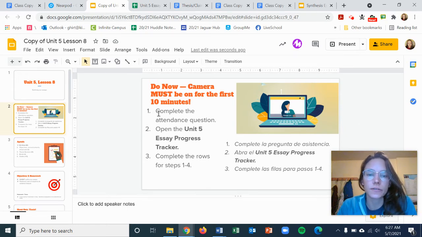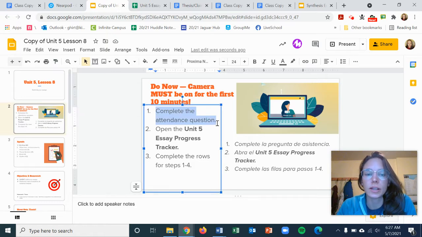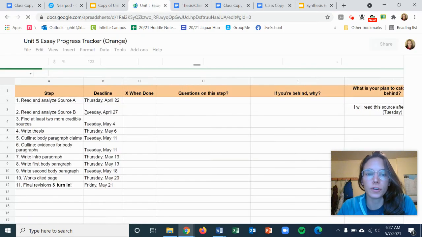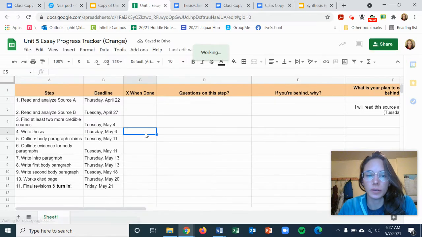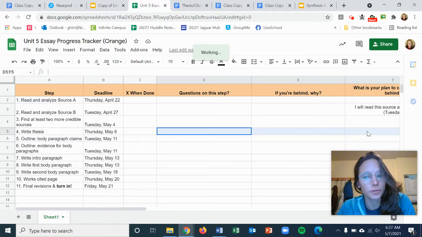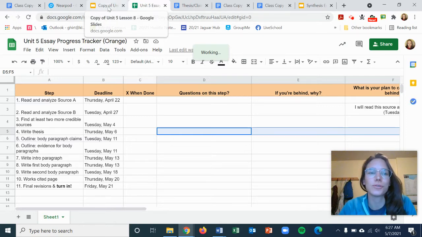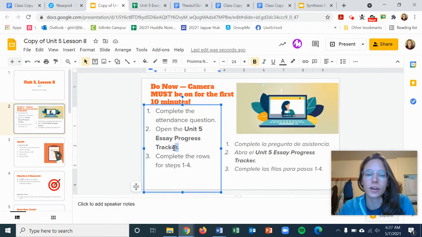First things first, make sure you do the attendance question and then go ahead and open up the Unit 5 Essay Progress Tracker and fill that out. So you should update it. Your thesis should be done, so put an X in that column if you're done. If you're not, answer those reflection questions. Go ahead and do that. Progress tracker: keep it updated. Use this as a tool to keep yourself on track.